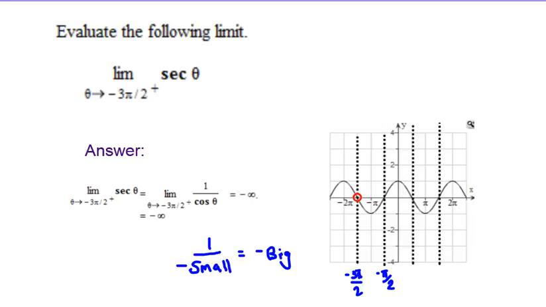Again, you could look at the secant graph. The secant is the inverse of the cosine, which I've graphed the cosine function here. But if I look at its inverse, it might make sense to you. Here's your negative 3 pi over 2. And from the right, it's going to negative infinity.